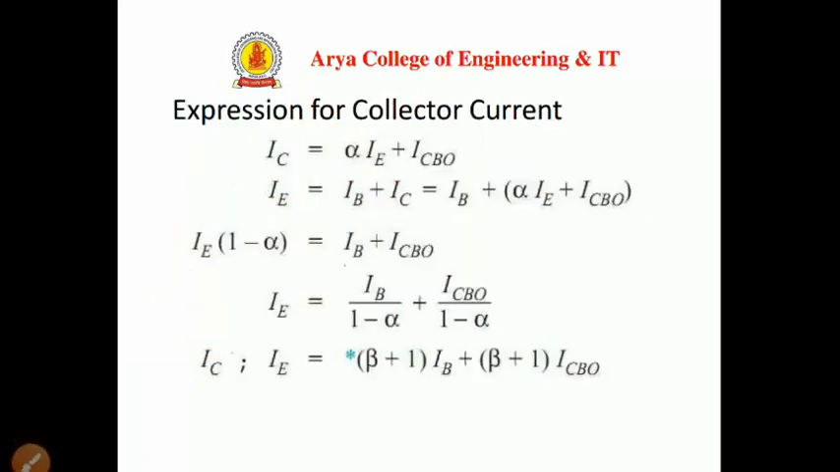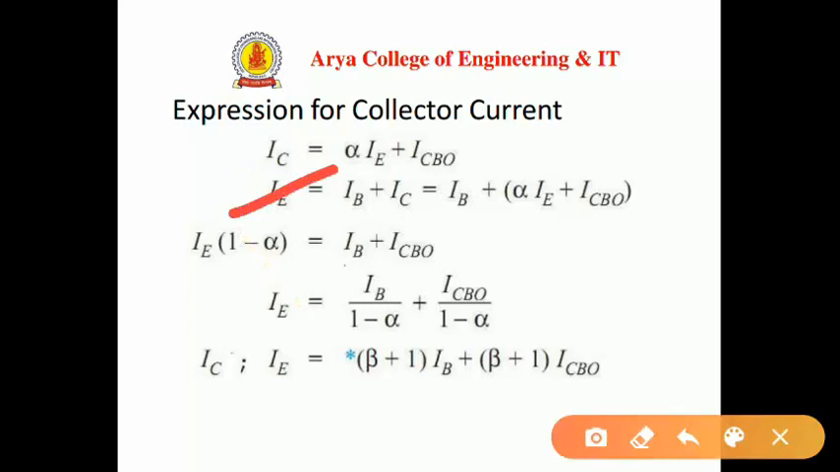So for the expression for collector current, we know that IC equals alpha IE plus ICBO. By putting the value of IC in the equation IE equals IB plus IC, we have IE equals IB upon 1 minus alpha plus ICBO upon 1 minus alpha, and we can rewrite it in the form of beta. So IE equals 1 plus beta into IB, plus 1 plus beta into ICBO. Clear?